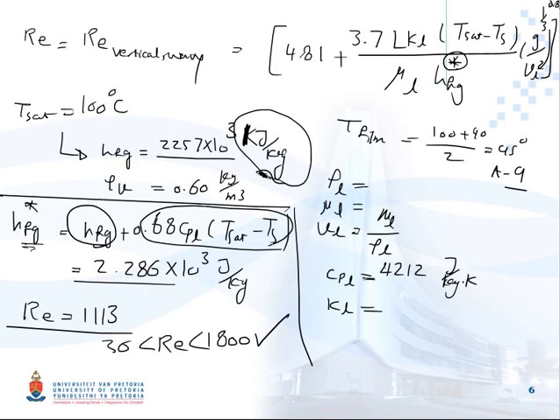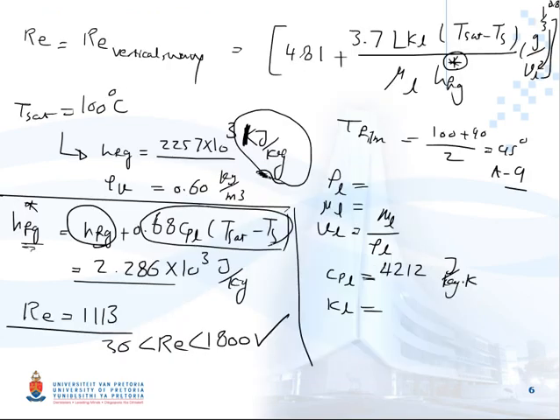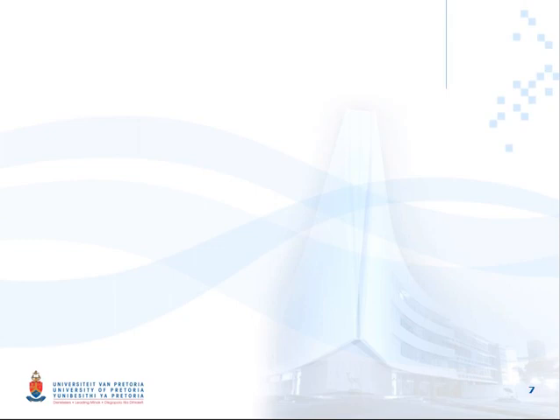We proved it. Now that we are sure that the Reynolds is between 30 and 1800, there is a correlation here. We have the Reynolds, we have all the properties, so easily we can find the H vertical. By using that vertical, and for wavy, I'm not going to write the correlation, you have the correlation there, so the answer will be 6279 watt per meter squared Kelvin.